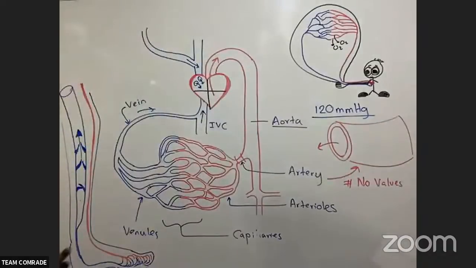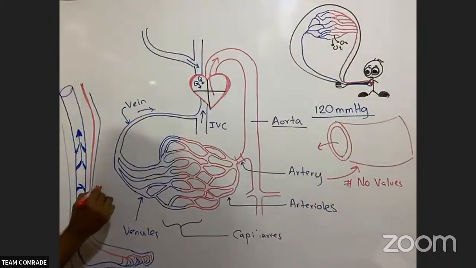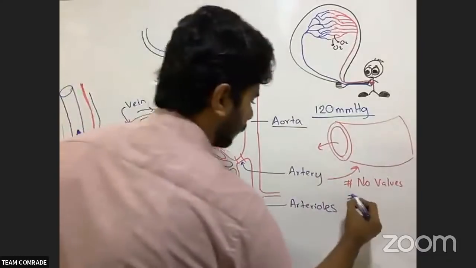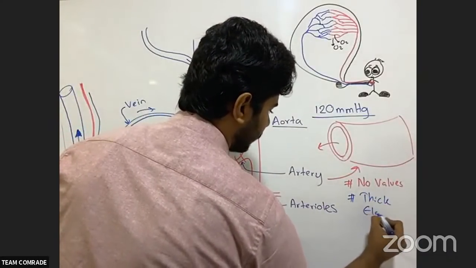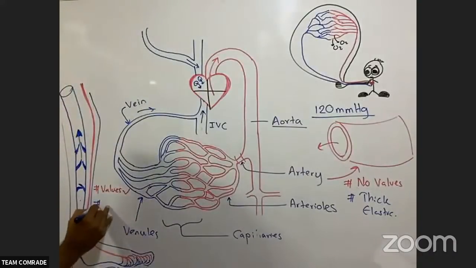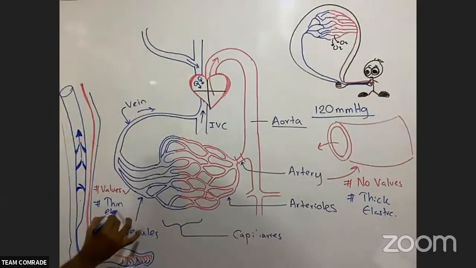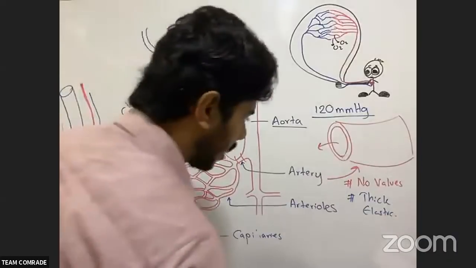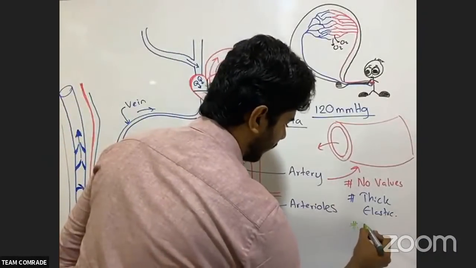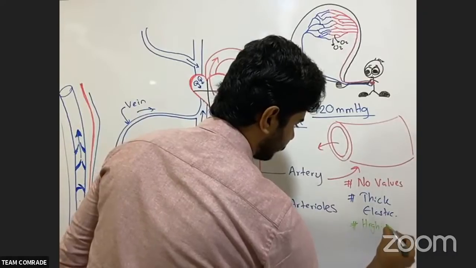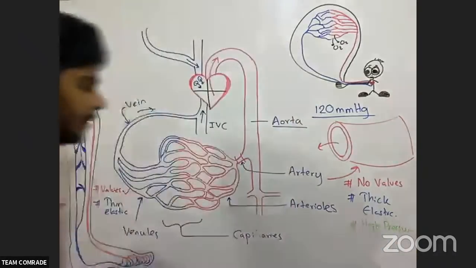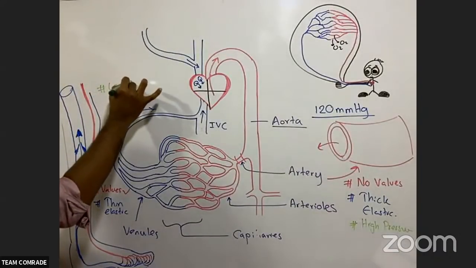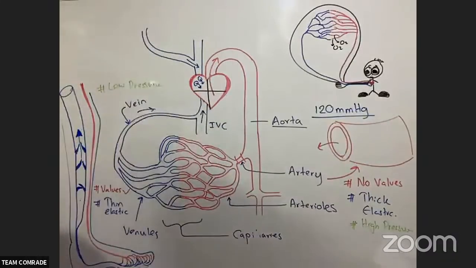So these have valves, right? Arteries are thick and elastic. Veins are thin and elastic as well. In arteries, blood flows with high pressure. You see the tube also, high pressure. In veins, blood flows with low pressure.